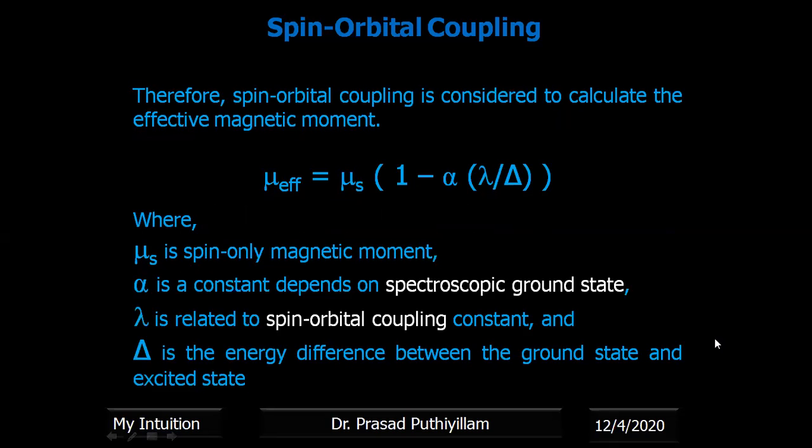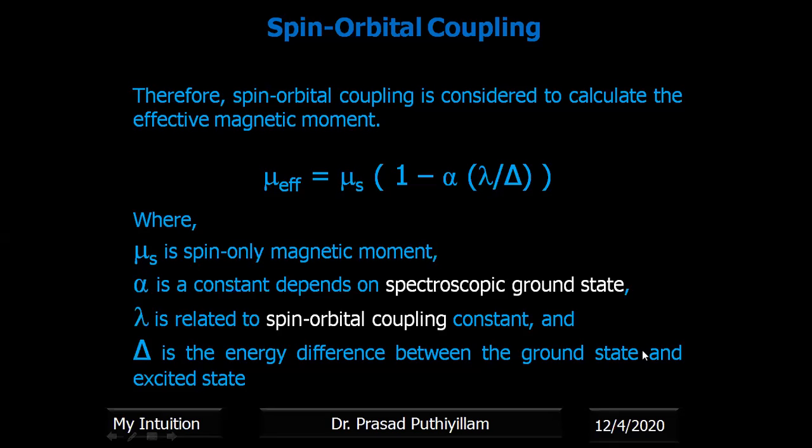Mu effective is equal to mu s multiplied by 1 minus alpha lambda divided by delta, where mu s is the spin only magnetic moment, alpha is a constant which depends upon the spectroscopic ground state, lambda is the spin orbital coupling constant, and delta is the energy difference between the ground state and excited state, which we explained with octahedral complexes as delta O and for tetrahedral complexes as delta T.